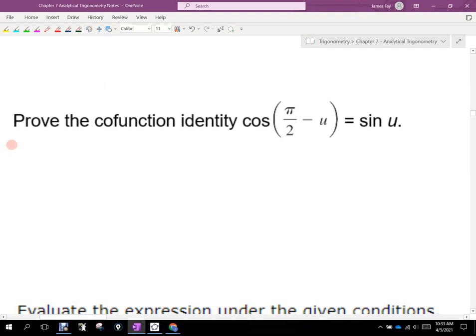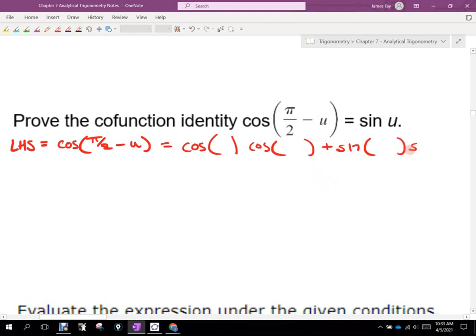Okay, so what I'm going to start with here is the left-hand side. The left-hand side is cosine pi over 2 minus u, which that's a difference, right? So I'm going to rewrite that as cosine, complement sine, sine. That's the formula for cosine of an angle minus an angle. And then I'll plug in my s and my t. Pi over 2, and then u. Pi over 2, and then u.